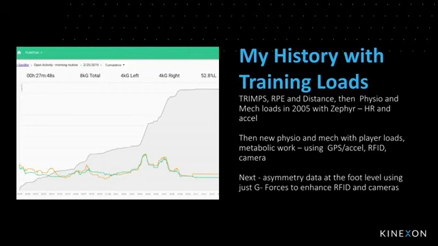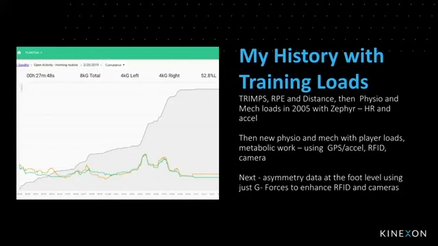Now our physio load. We'll talk about this a little bit more in the next slides as well. But our physio load is more distance, body weight, and speed. Mechanical load is that accelerometer, but we're looking at accelerations and decelerations, and we weight those. So you can see how we took the Zephyr physio load and mechanical load and enhanced it a little bit more when we got more technology into it.